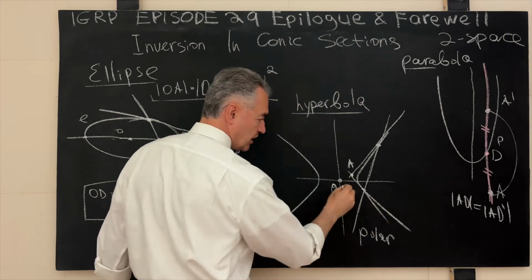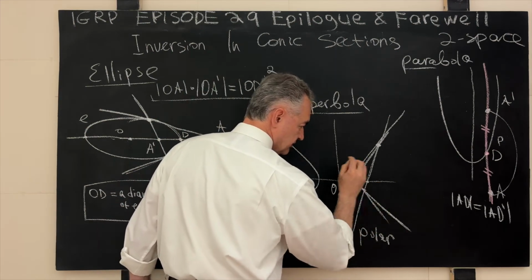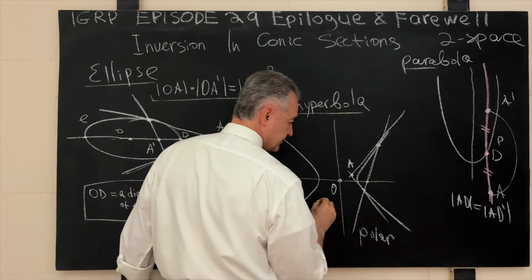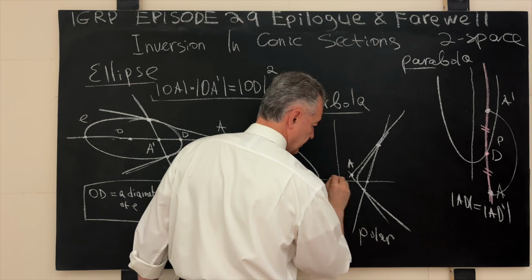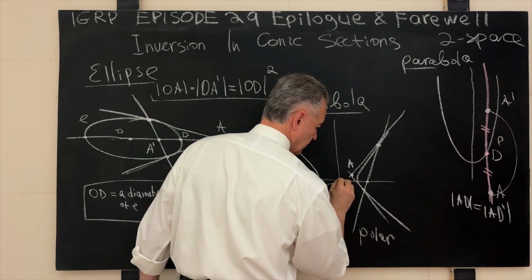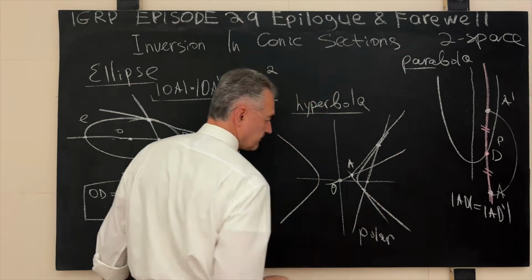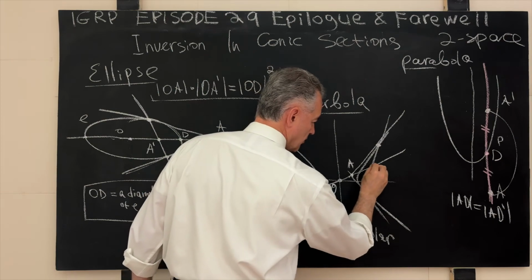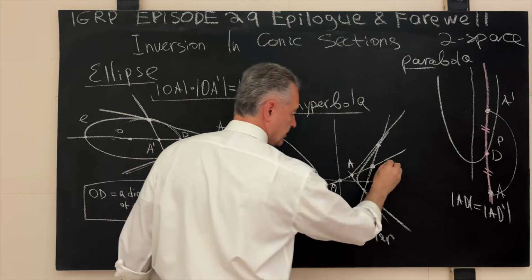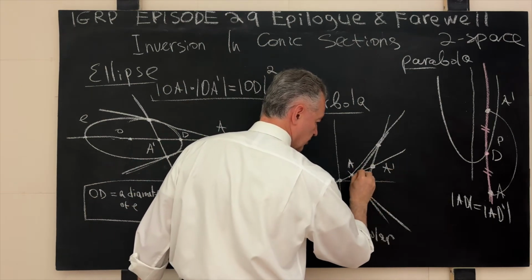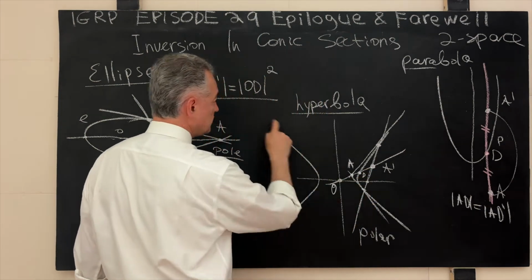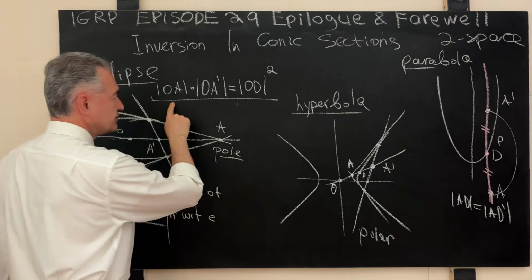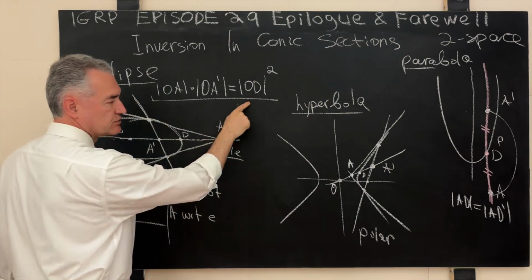And what happens? Well, this polar will intersect this straight line right here, like this, and this will be the image A prime. Again, it will have the same point D over here, and the same relation exists. The distance OA times OA prime is OD squared.